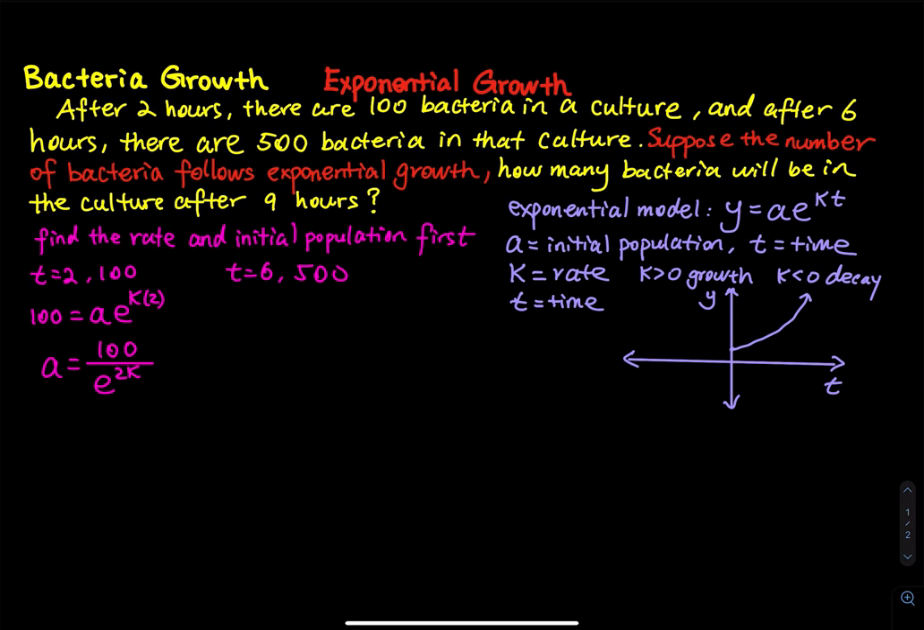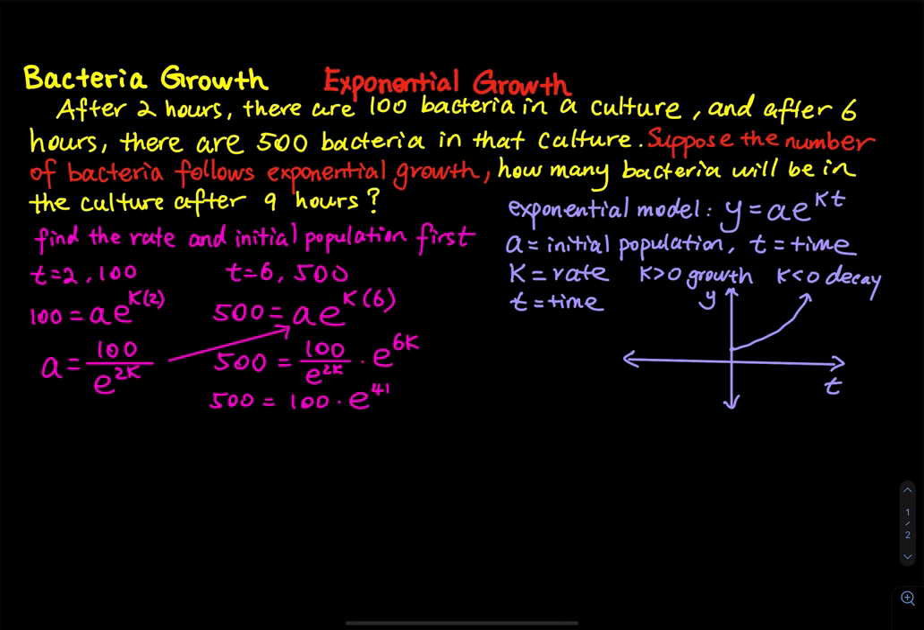So that is the initial population in terms of k. And how about t equals 6? We have 500 equals the initial population times e to the kt, where k is k and t is equal to 6. What we are going to do next is plug in the a right over there. So we have 500 equals 100 divided by e to the 2k, times e to the 6k. Can you simplify that? E to the 6k divided by e to the 2k, 6 minus 2 is 4. So we have 500 equals 100 times e to the 4k.